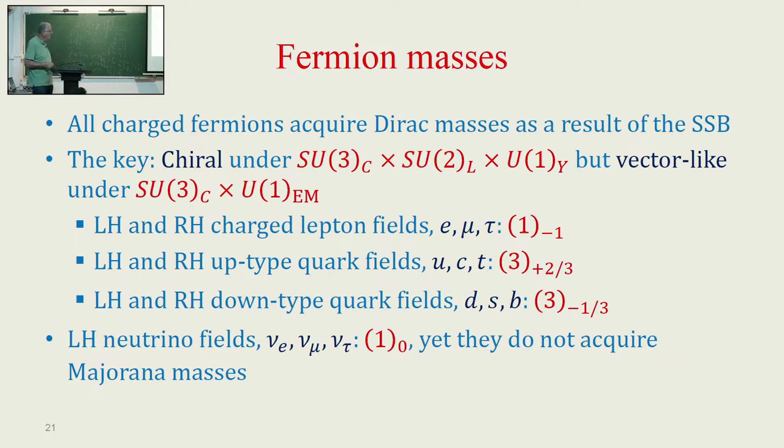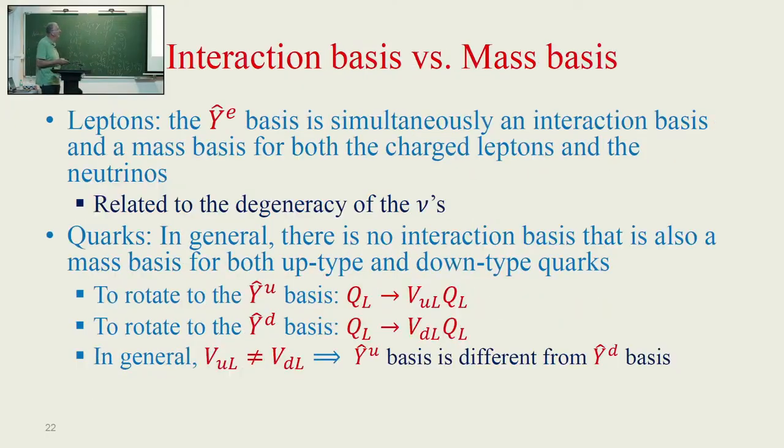The left-handed neutrino fields, nu e, nu mu, nu tau, are neutral under SU3 color with hypercharge, and they do not acquire masses due to the details of the particle content. They could, in a more general model, because they are neutral, they could get Majorana masses, but not in the renormalizable Lagrangian of the standard model.